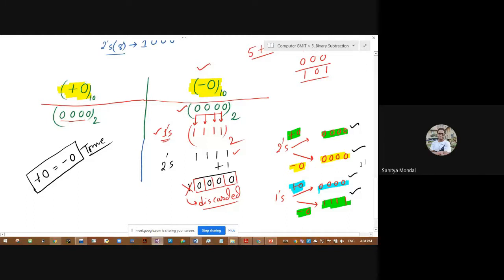Yes. Plus 0 equals minus 0. I am going to prove that. That's why at the top of the table, I have written plus 0 and minus 0.